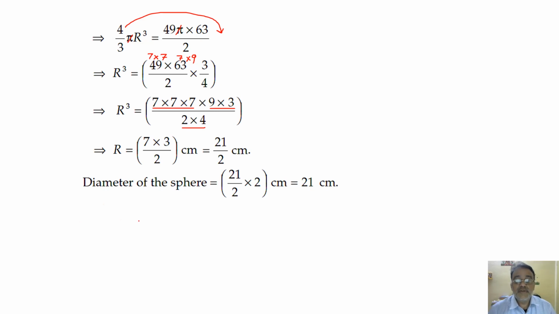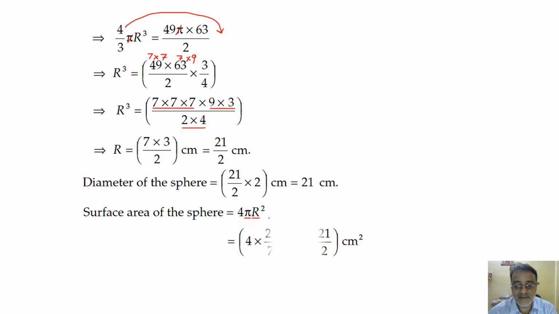Right. And one more, we have to find the surface area of the sphere. What is the surface area of the sphere? 4 pi r square. Very good. 4 pi capital R square. So we'll substitute all the values: 4 into 22/7 into 21/2 into 21/2.